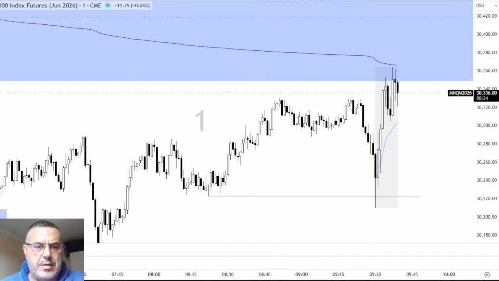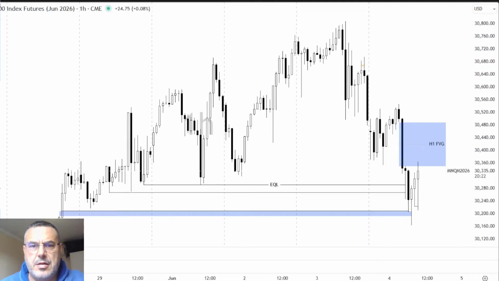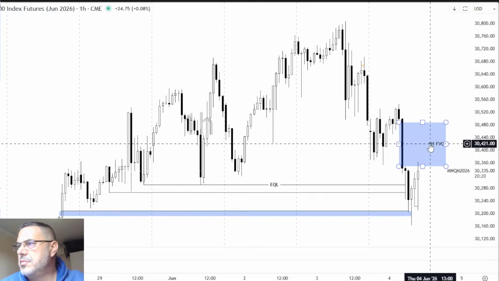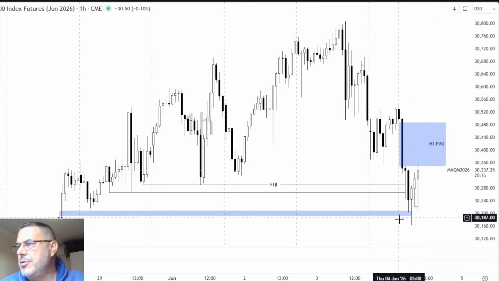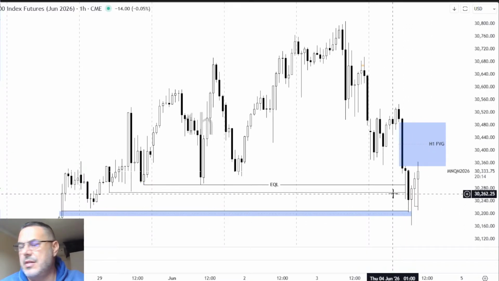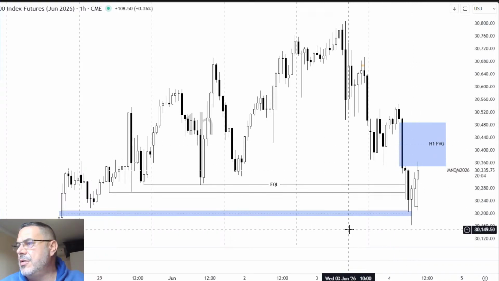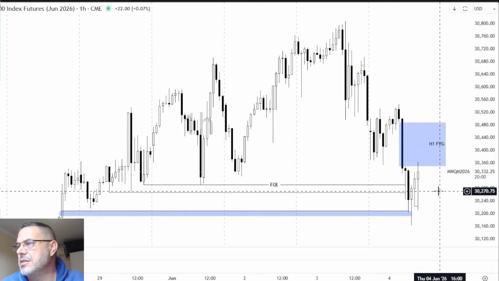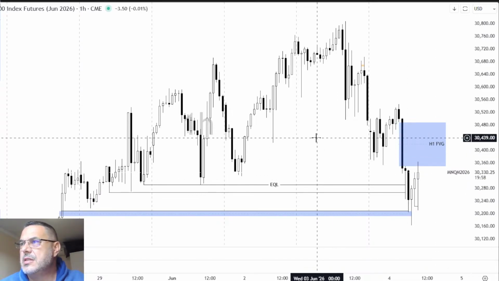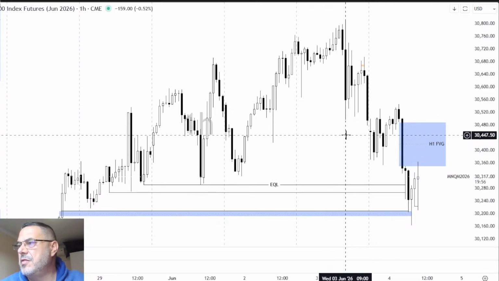Sorry, what did I say? Reject here, then you target down there. I mean, we already run these. Yeah, you got the 4-hour fair value gap below that we bounce off, and then you got the H1 here. So we're stuck between the two. So we need to see which one's going to give first.